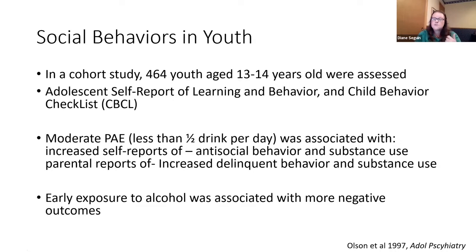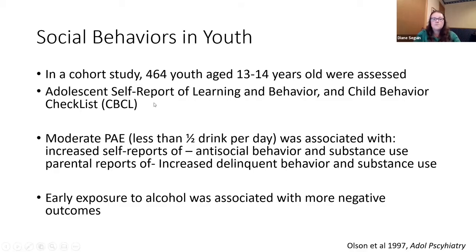And there was another smaller study, a cohort study done by Olson in 1997, so a little bit older. This is a cohort from the US where they followed the mothers from mid-pregnancy onwards until the kids were in their teens. In 14-year-olds, they had them do a self-assessment. This was a self-report on how the teenagers viewed their own learning and their own behavior, and they had the parents fill out the child behavior checklist.